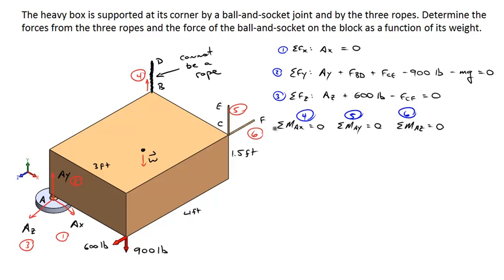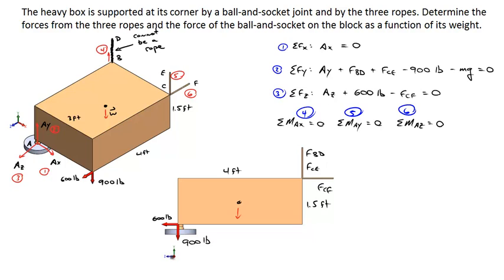To write out the sum of moments in each direction, I think it's easiest to draw 3 views of the box. The first being with the x-axis pointing straight out of the screen, second with the y-axis out, and the third with the z-axis acting straight out. So let's start by drawing it with the x-axis coming out.